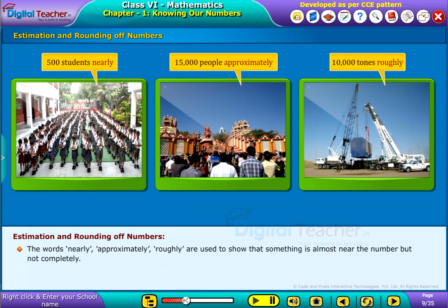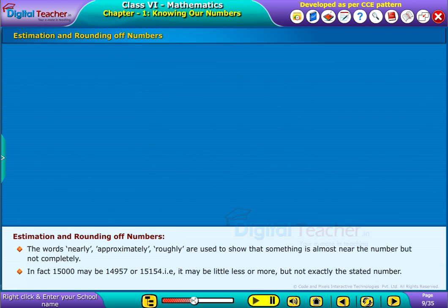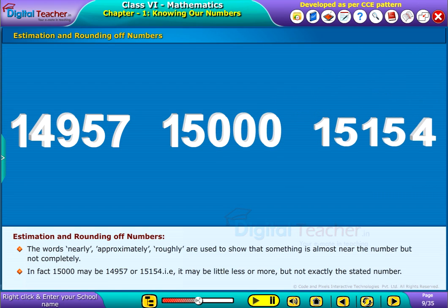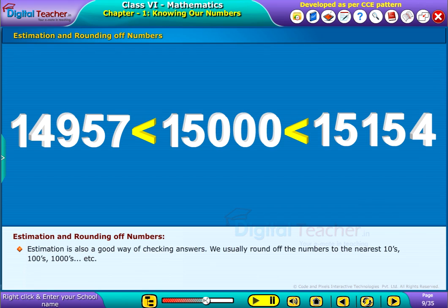The words nearly, approximately, roughly are used to show that something is almost near the number but not completely. In fact, 15,000 may be 14,957 or 15,154. That is, it may be little less or more, but not exactly the stated number. Estimation is also a good way of checking answers.